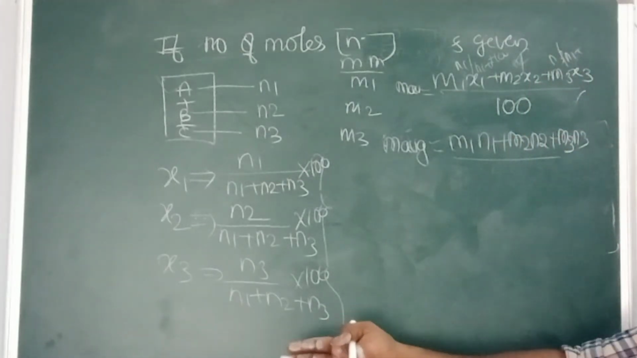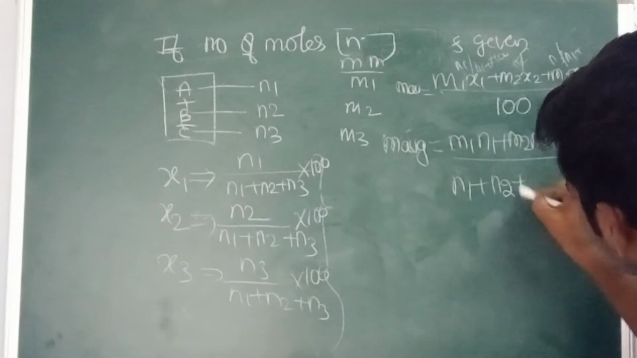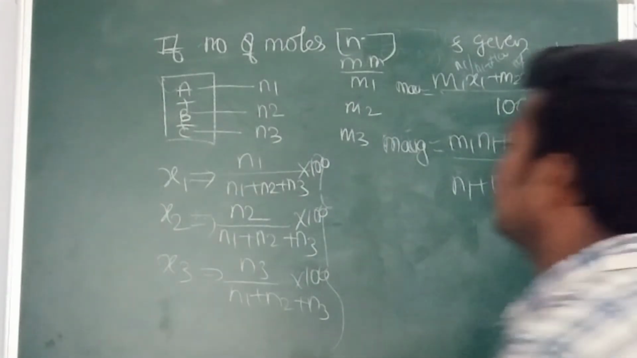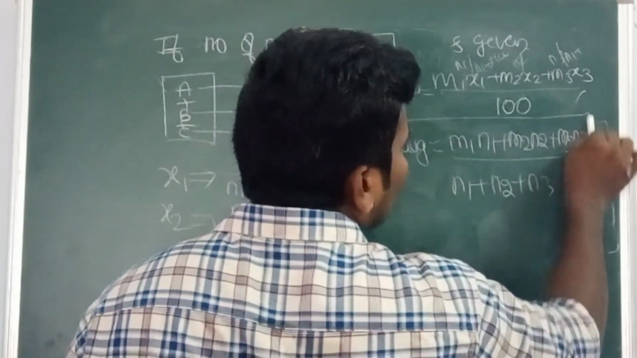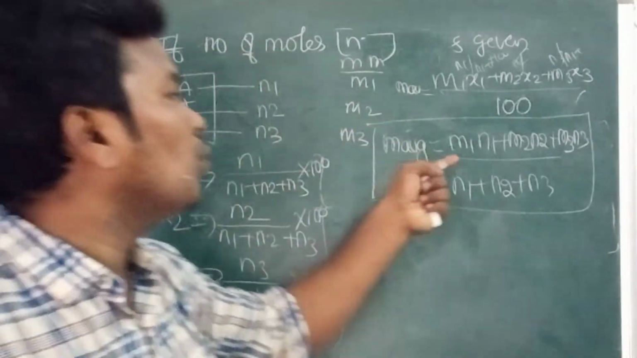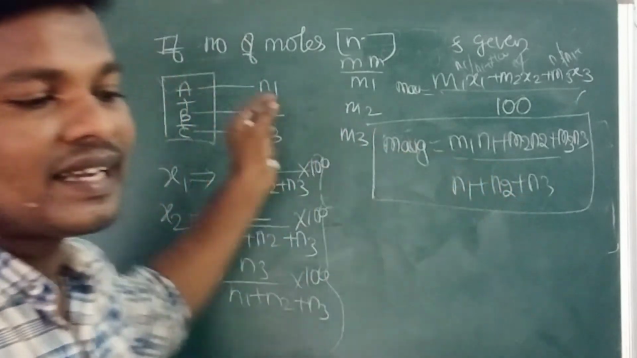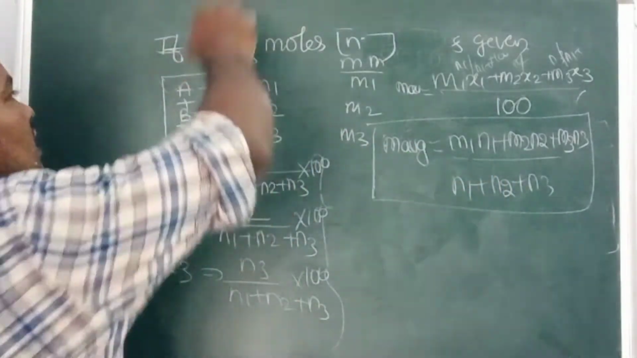So take the LCM. This is the formula, a very, very important formula. We have to use this formula if they have given the number of moles. If they have given the number of moles, then you have to use this formula. Okay. Next case.